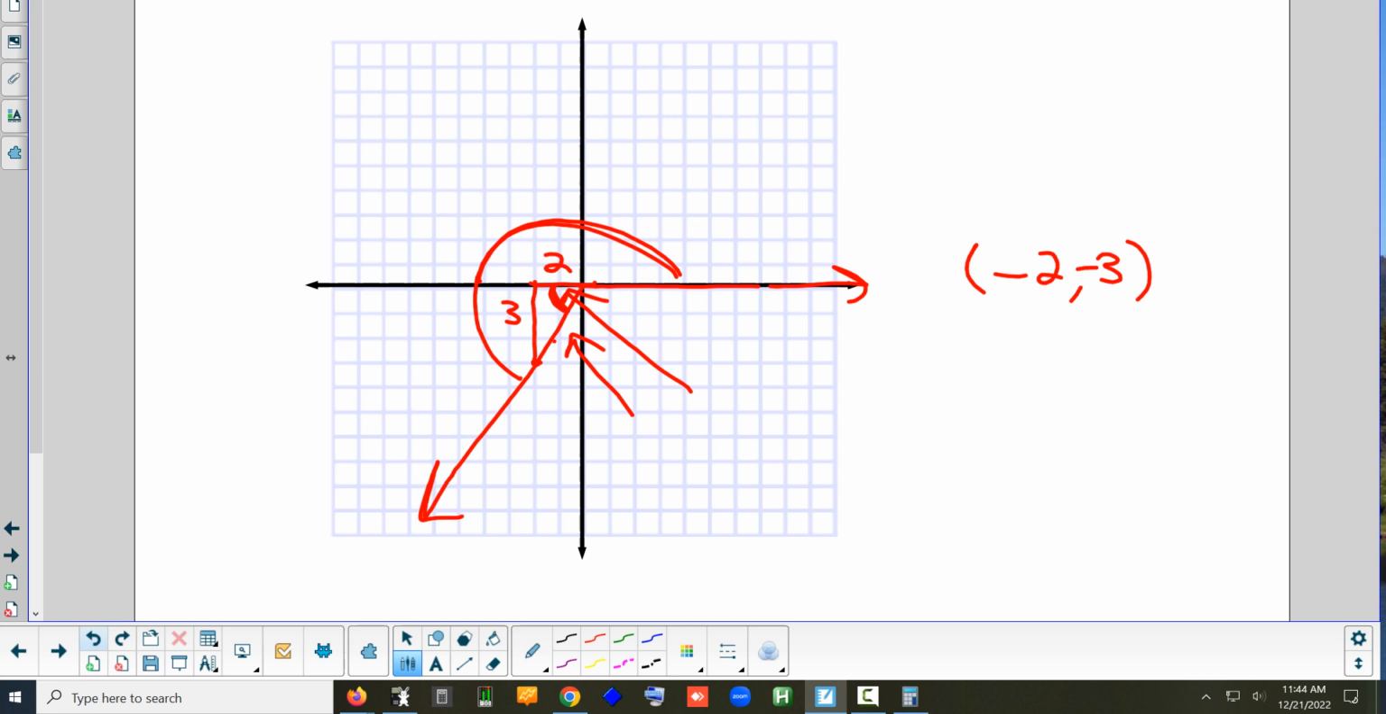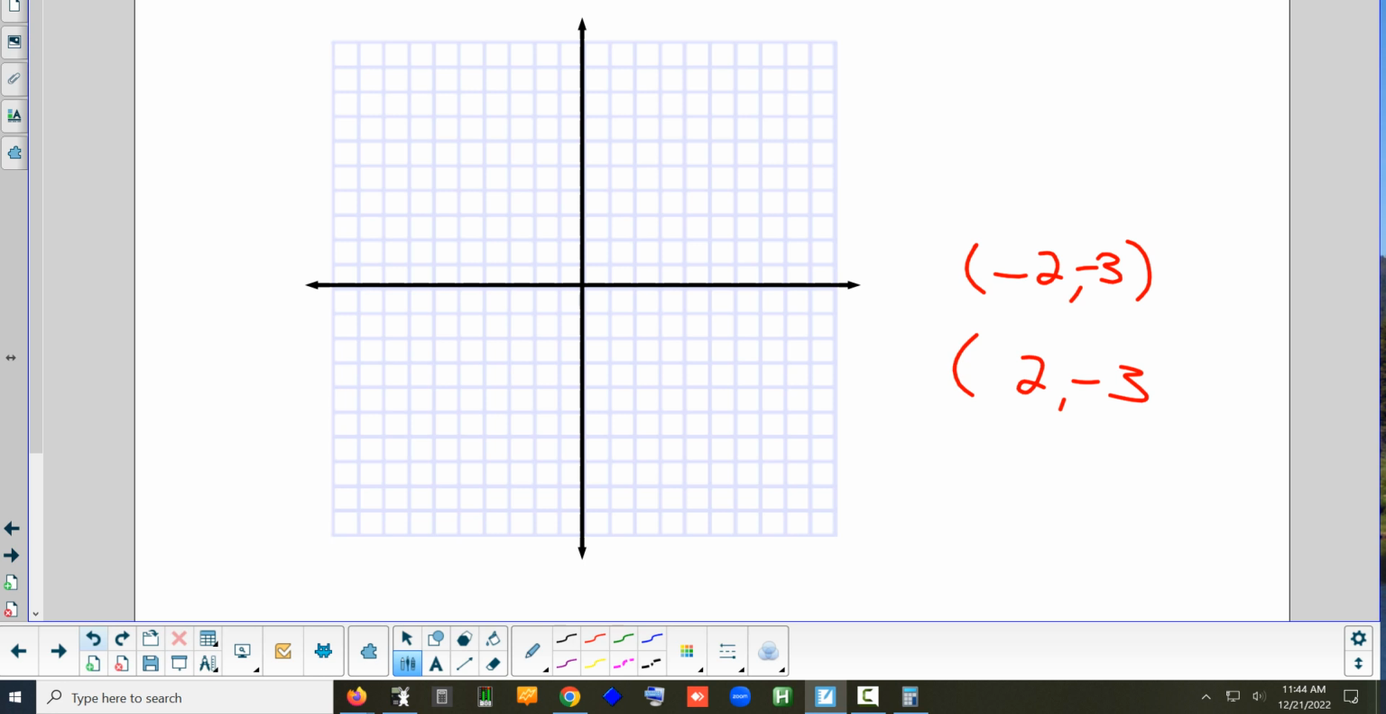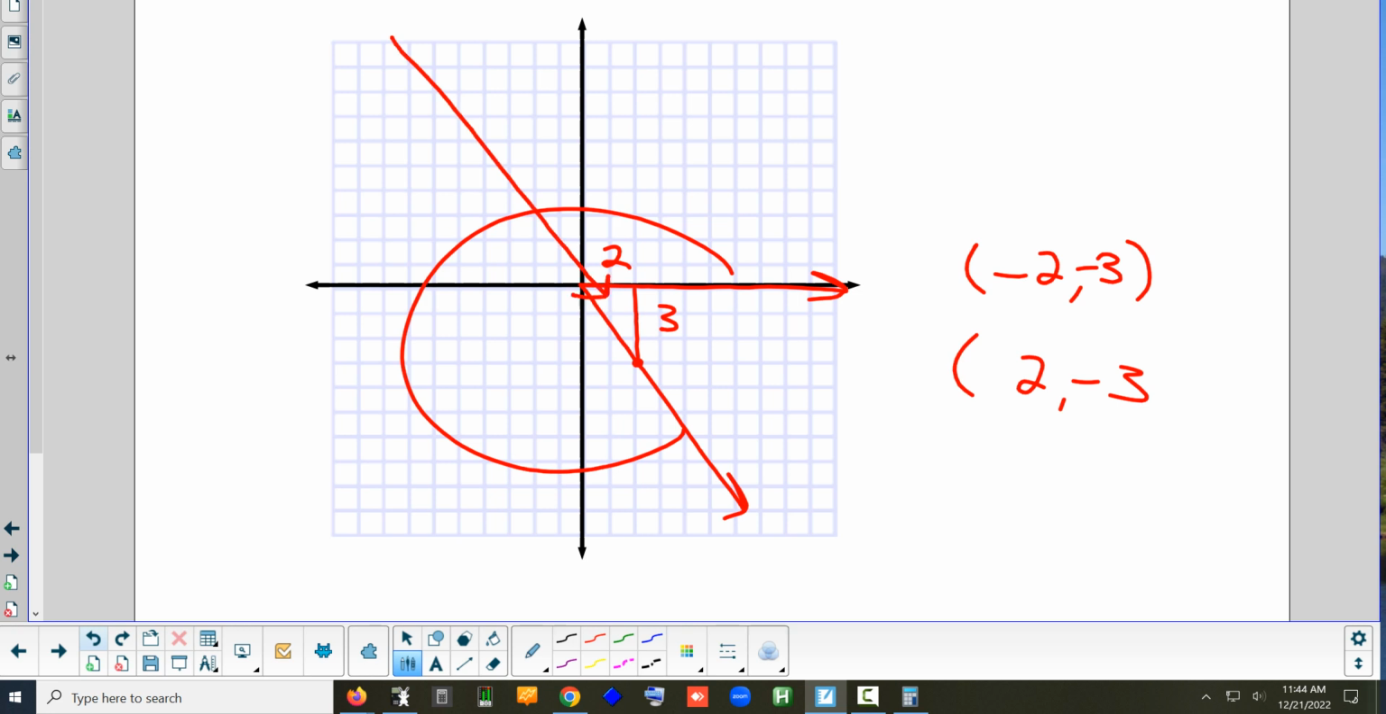Now, let's say you had the same kind of thing, except let's go to -3. Again, the reference angle in this problem is the same as all the other ones. 2, -3. Terminal side, initial side. I want to know that. If you make your triangle, this is 2, this is 3, you're going to be able to figure what I'm pointing to out. That's your reference angle.